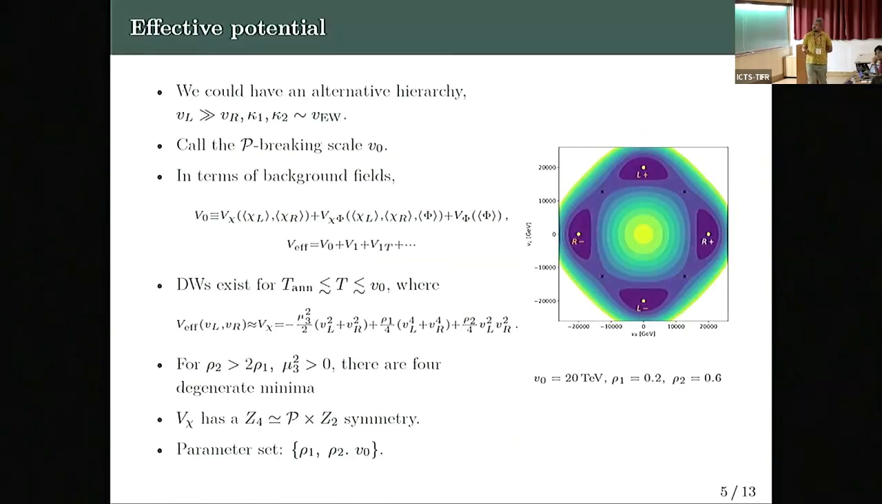Now, why do we get domain walls? Because our potential is completely parity symmetric, so there is no need to have a hierarchy where v_R is much greater than v_L, kappa 1, kappa 2.